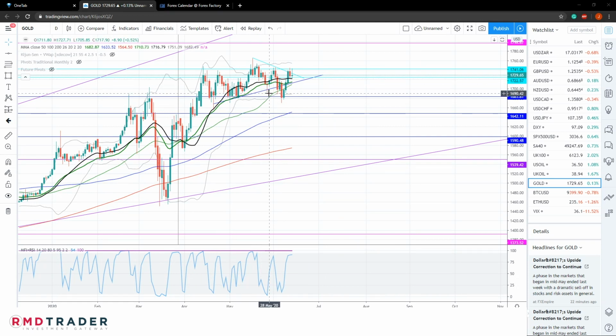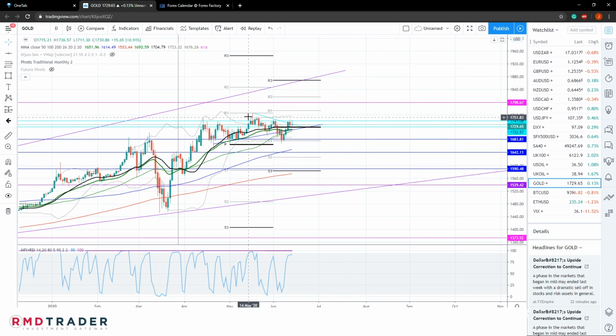We can see that looking at our monthly pivot levels, price has been consolidating between this R1 monthly pivot level from last month, which would also coincide with the yearly R2 area of resistance at 1737. So our yearly R2 pivot is sitting at 1737. Looking at those top shadows, we can see that that's definitely an area gold is rejecting.